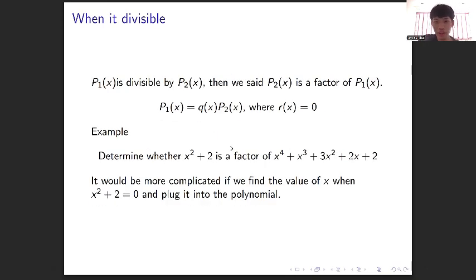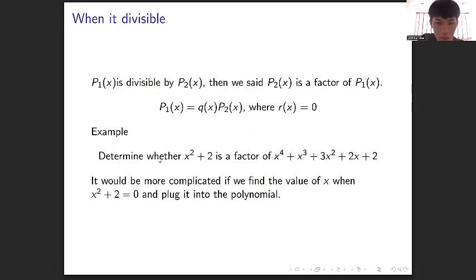So next, when is it divisible? If polynomial 1 is divisible by polynomial 2, then we say polynomial 2 is a factor of polynomial 1. Polynomial 1 equals the quotient times polynomial 2, which means the remainder is equal to 0. Well, this property is useful.